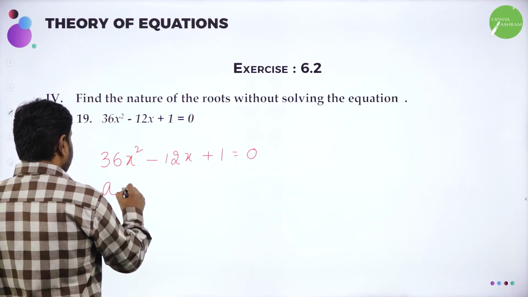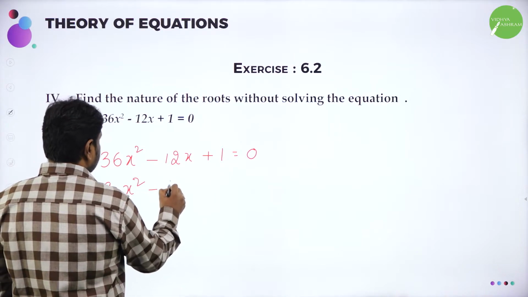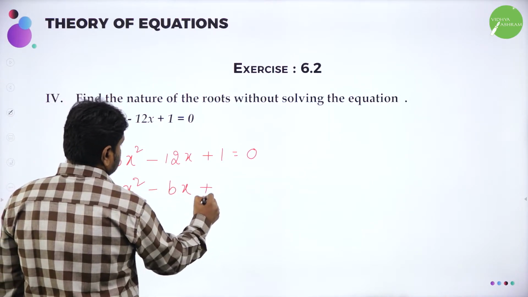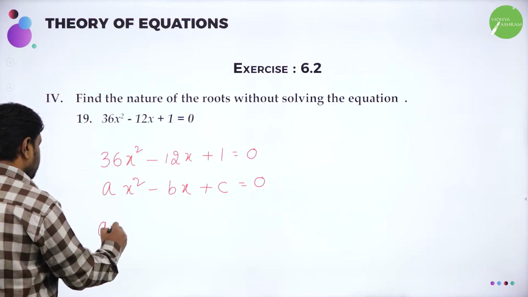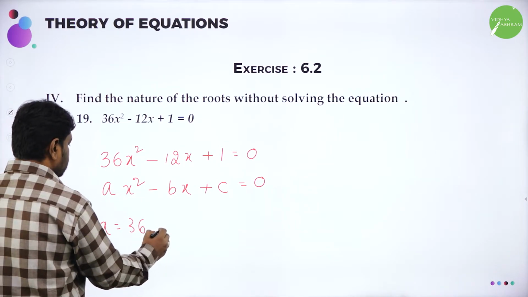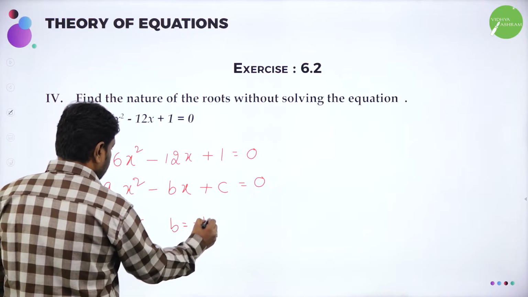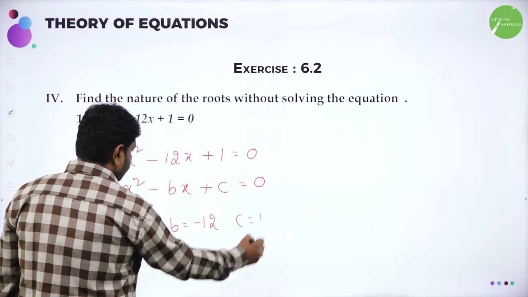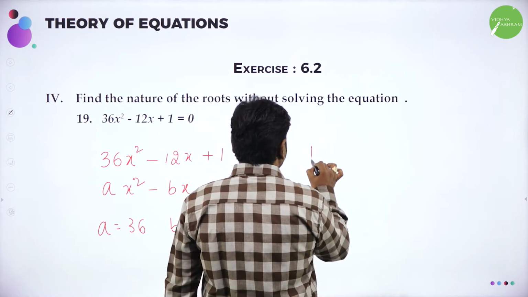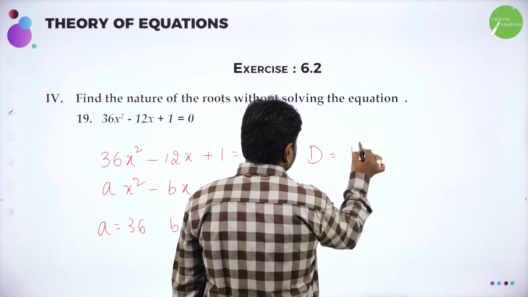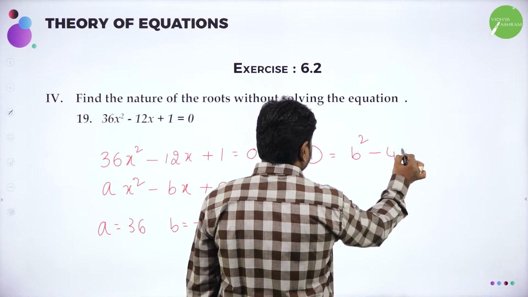So it is in the form ax square plus bx plus c equal to 0. By method of comparison, a is what? 36. B is what? Minus 12. C is what? 1. So now find the discriminant. What is the discriminant? D is equal to b square minus 4ac.